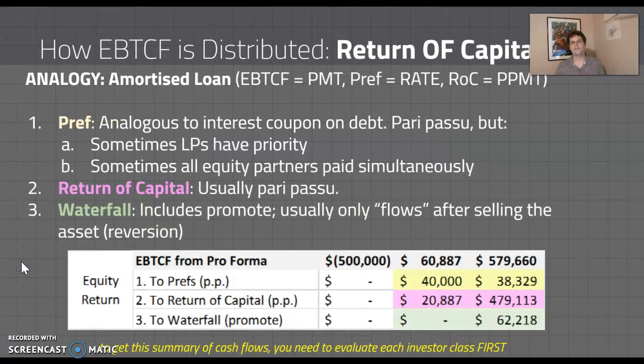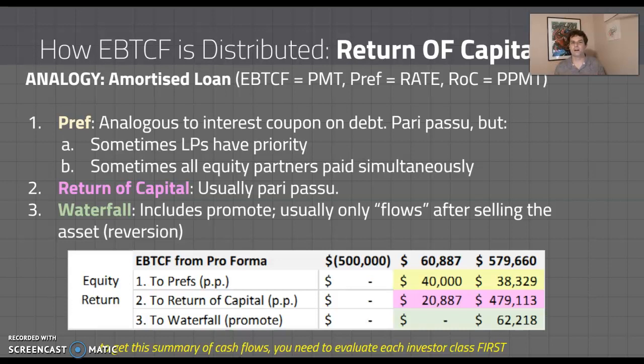Our focus here is what we do with that equity before tax cash flow. How do we distribute that between two partners in the equity investment? The model I'm going to use here is called return of capital. To help you out, think of an analogy: this structure is very similar to how money is distributed in an amortized loan. Think of the equity before tax cash flow in every period as representing the payment that we would make on the loan or on the equity agreement.